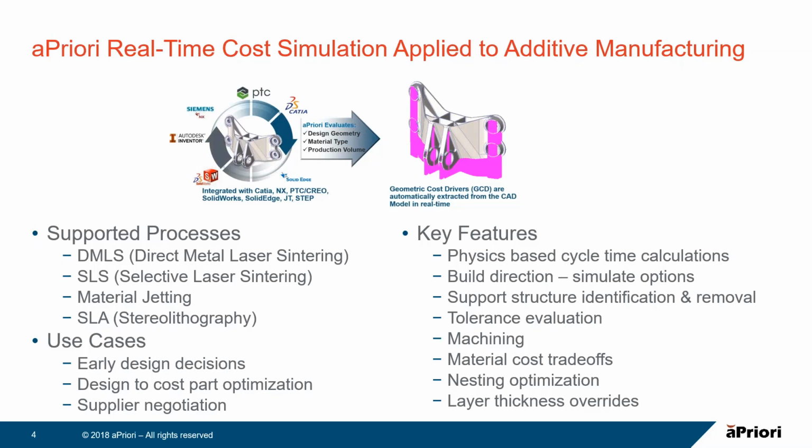Design to cost, so costing various iterations of your design as it progresses to understand the impact of those design changes. Am I requiring more support structures? Am I requiring more build time? Starting to take a look at the impact of those types of things. And then finally, supplier negotiation.